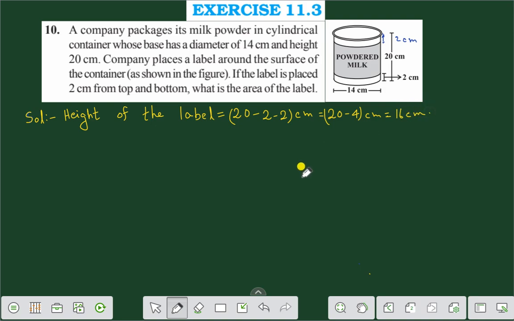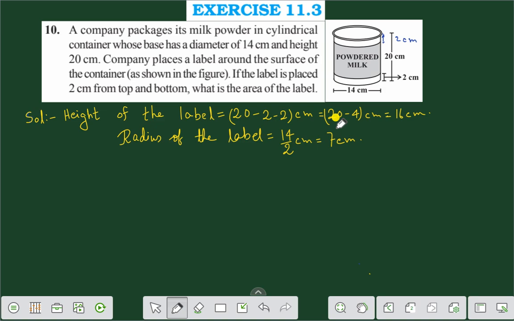Right? And find the radius of the label. Radius of the label is equal to 14, this is diameter, 14 by 2 centimeter, and that is equal to 7 centimeter. This is the radius of the label.